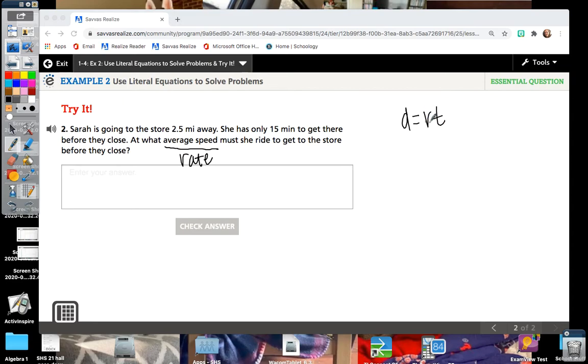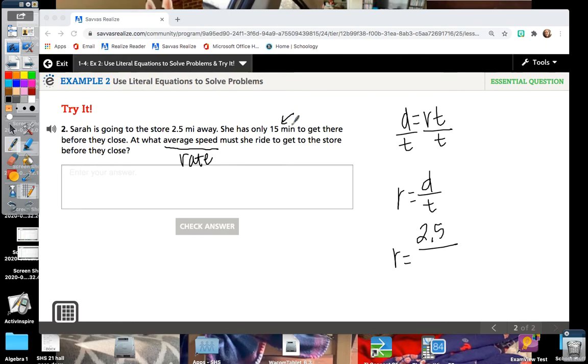So same formula we used last time. We divided by t, and we got that r equals d over t. That's not changing. We're still using that. The only thing that changed is the distance and the time. She has 2.5 miles before she can get there. So for her distance, we're going to put 2.5 miles. And then for her time, she has 15 minutes.